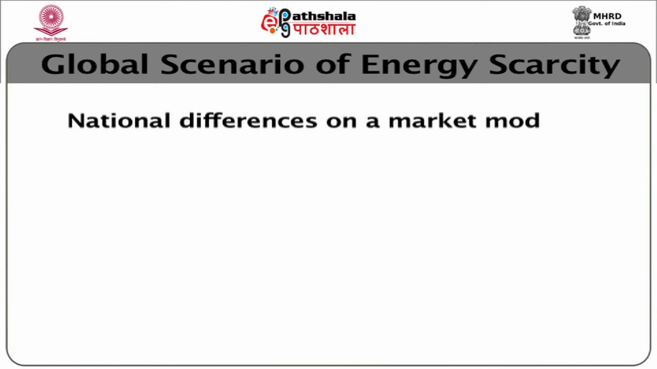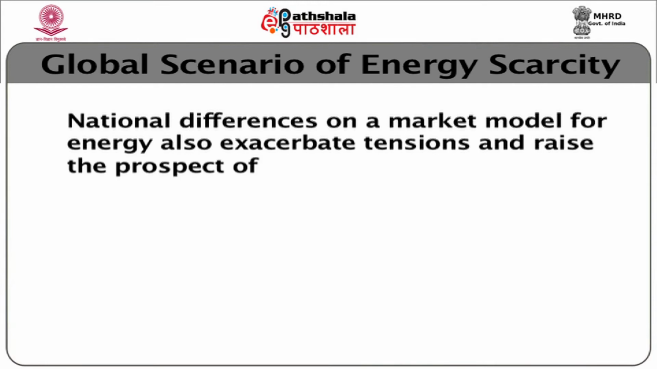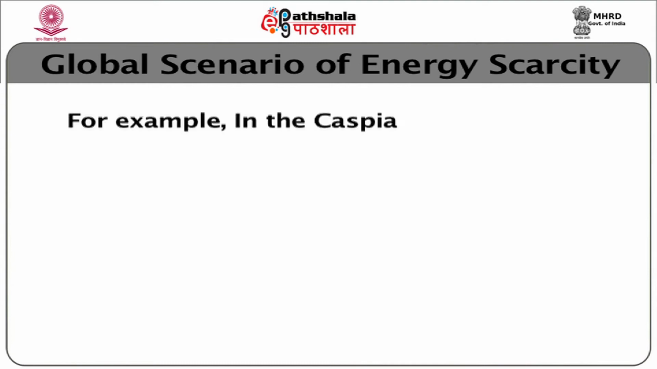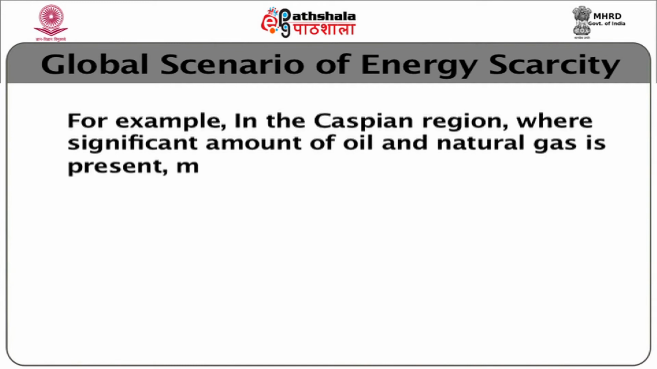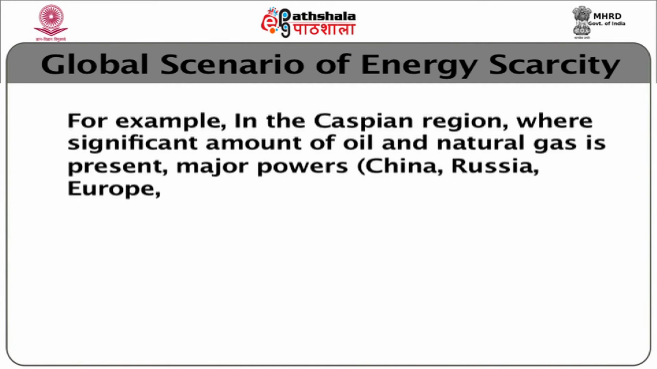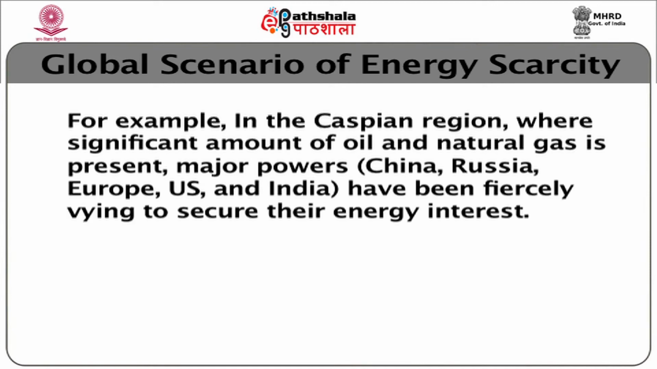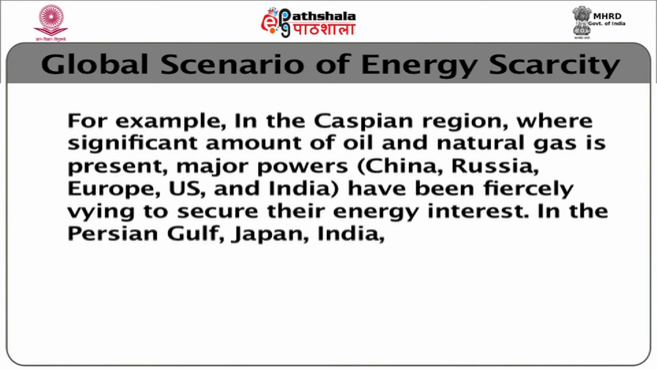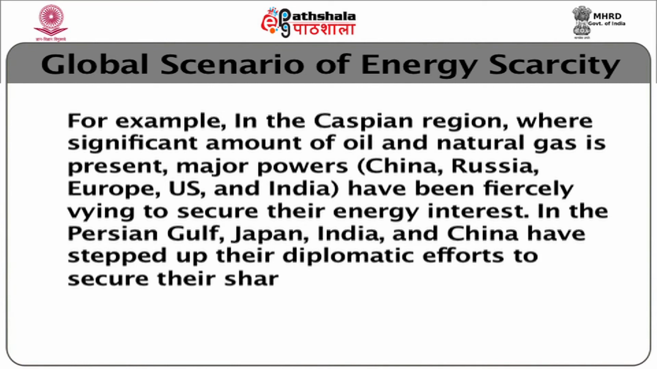National differences on a market model for energy also exhibit tension and raise the prospect of conflicts. For example, in the Caspian region, where a significant amount of oil and natural gas is present, major powers like China, Russia, Europe, US and India have been fiercely trying to secure their energy interest. Similarly, in the Persian Gulf, Japan, India and China have stepped up their diplomatic efforts to secure their share of oil imports.